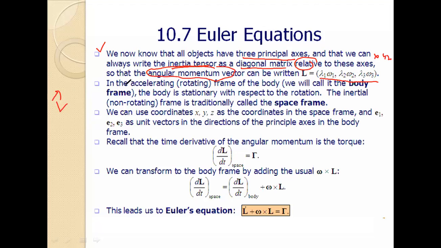The second point is we define the two frames. One is the body frame, the other is the space frame. Very important points. What is the body frame? The frame in which the object is moving is called the body frame.